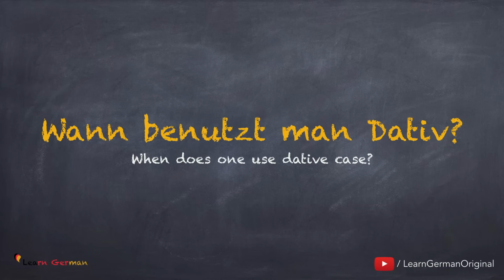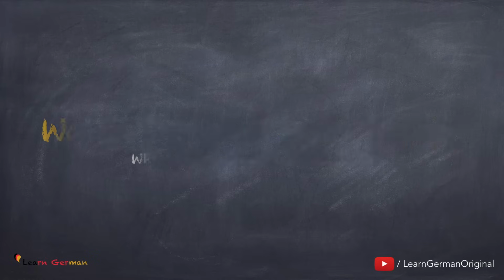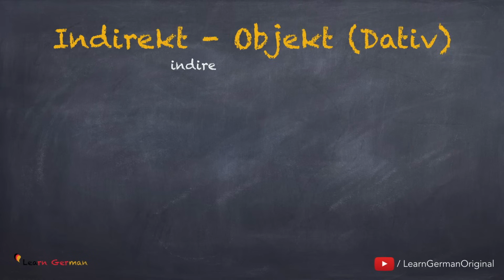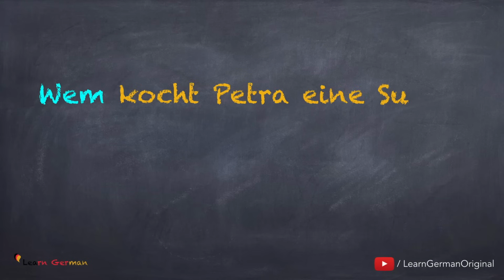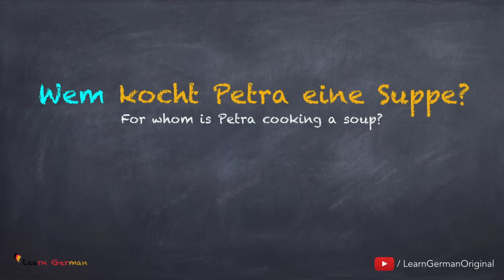Wann benutzt man Dativ? It's very important to understand when to use the dative case. Let's see when to use it. The first case, I'm sure it's clear to you by now. Whenever there is an indirect object, this object will be the dative object. In most cases, it's a person. It could be singular or plural. This is answered by the question wem.